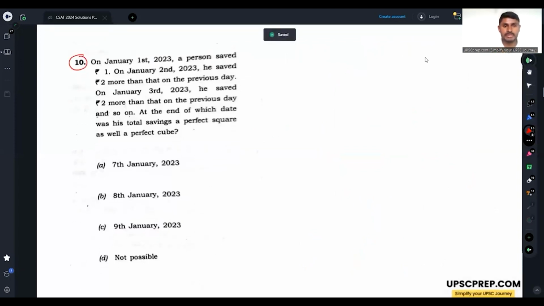On January 1st, 2023, a person saved ₹1. On January 2nd, 2023, he saved 2 more than the previous day. On the 3rd of January, he saved 2 more than the previous day, and so on. So what has happened?